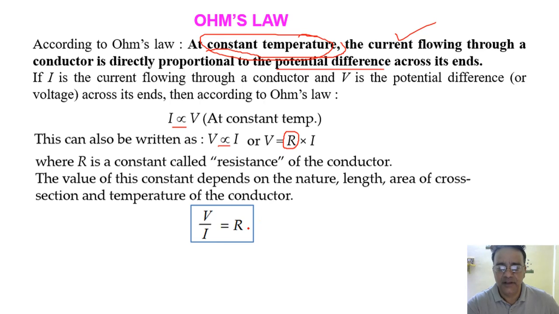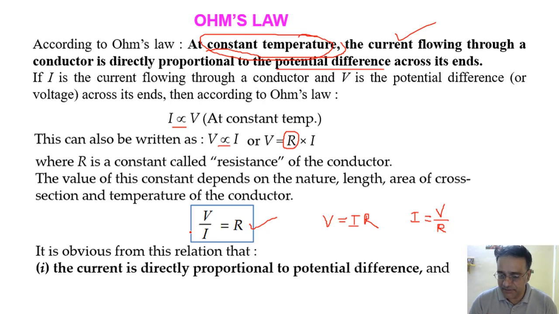So this is the formula from Ohm's law. This can be written as V is equal to IR also. We can write it in three ways: V is equal to IR is one way, and I is equal to V by R is the second way. Whenever we apply Ohm's law, we can write any of these three. So it is obvious with this relation that the current is directly proportional to the potential difference, and the current is inversely proportional to the resistance. I is equal to V by R. If resistance is more, current will be less; if resistance is less, current will be more.